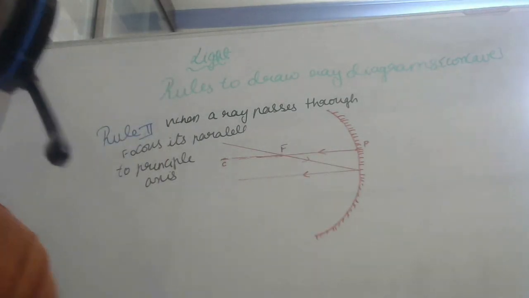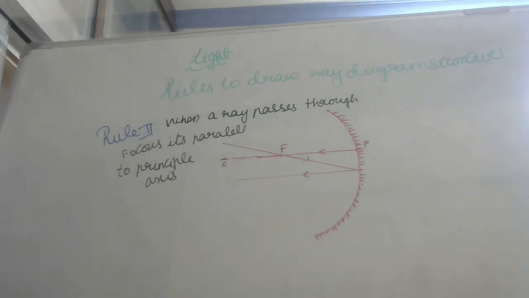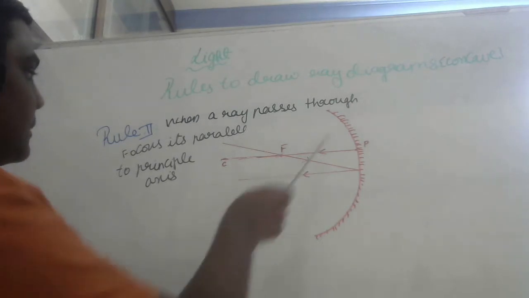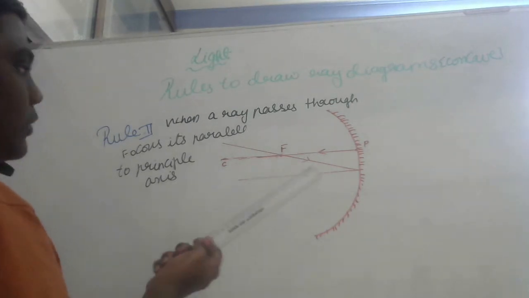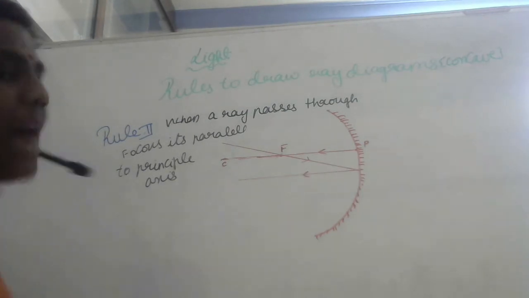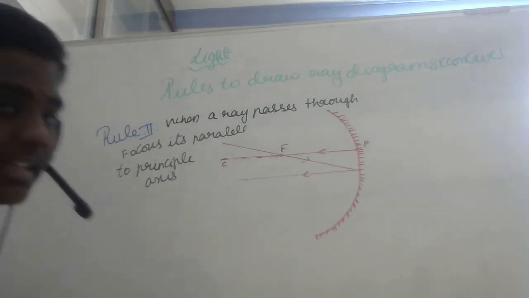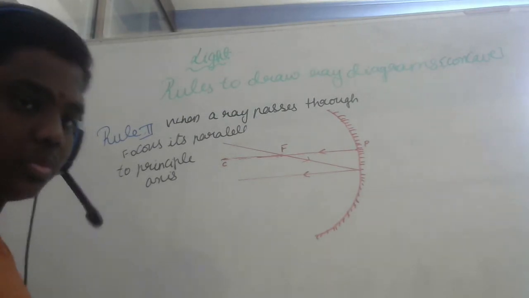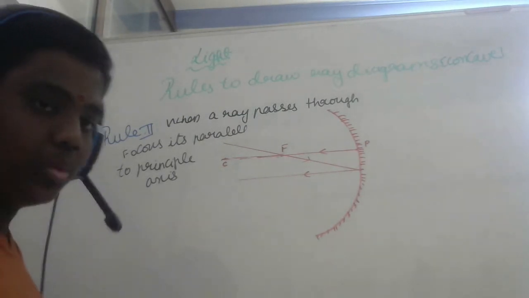So rule 2 is just the converse, as I have said. In rule 1, when a ray is parallel to the principal axis, it passes through focus. Rule 2 is: if the ray is passing through focus, it is parallel to the principal axis. Aren't they both converse? Rule 1 is converse to rule 2, or rule 2 is converse to rule 1.